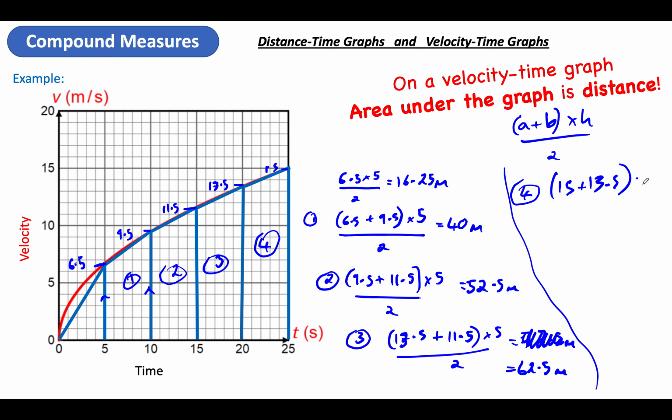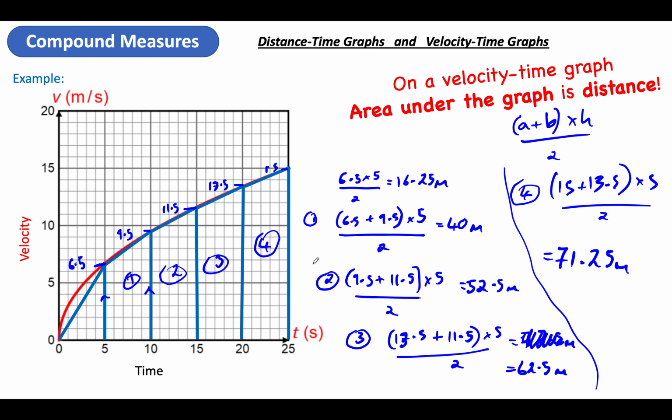So 13.5. It had a width of 5. Yeah, getting the idea now, hopefully? No, says everyone. Times it by 5, divide by 2. And we've got an area of 71.25. Right, okay, so that's the area of each individual one.